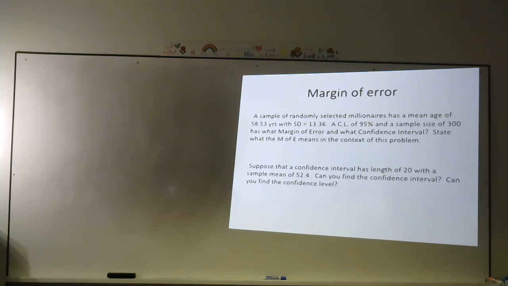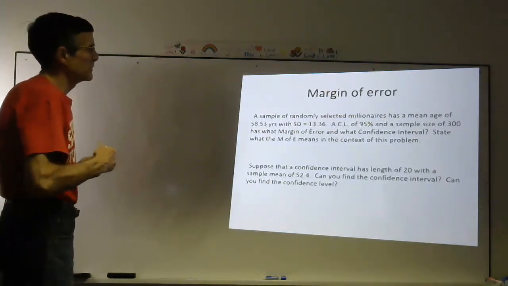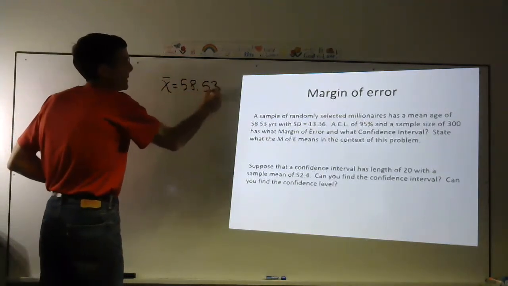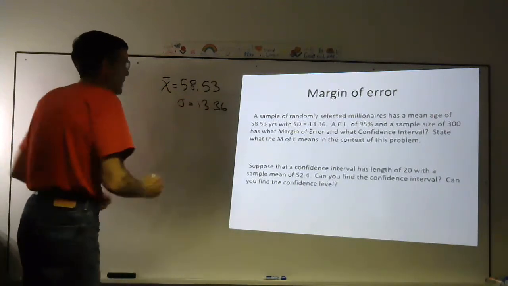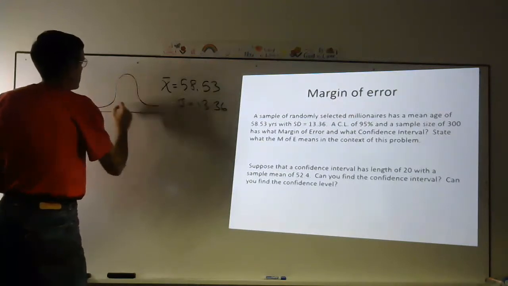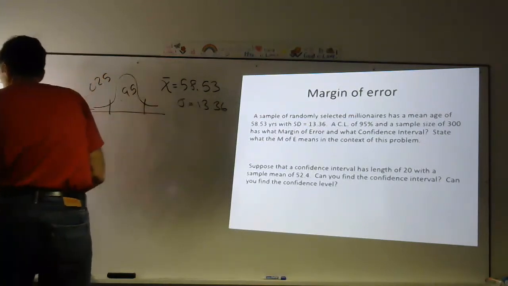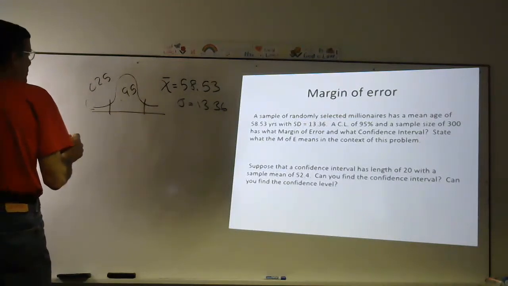All right, a couple of final problems here. The first one, we can work it out. So the first one, sample randomly selected millionaires. We already talked about those. X bar is 58.53. Standard deviation is 13.36. We want a confidence level of 95%. So we know this is 0.95, this is 0.025, and I think it's 1.96, yep, plus or minus 1.96.